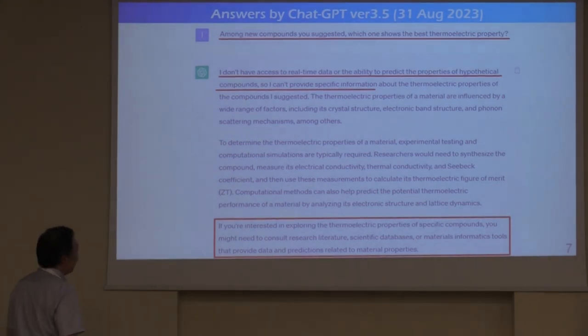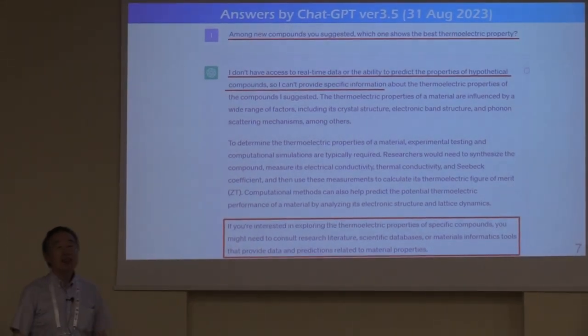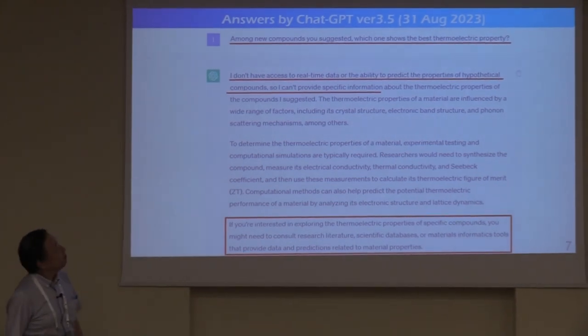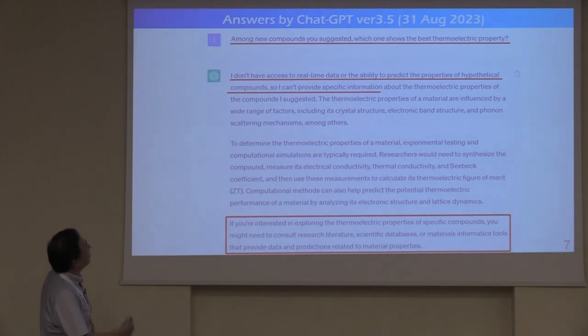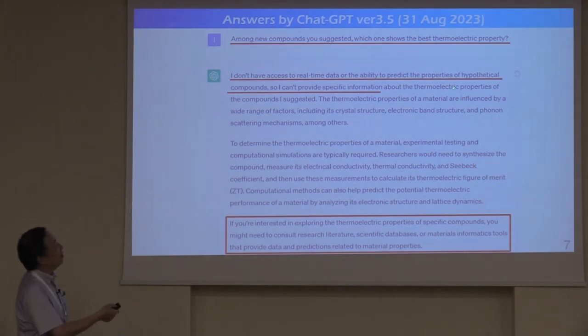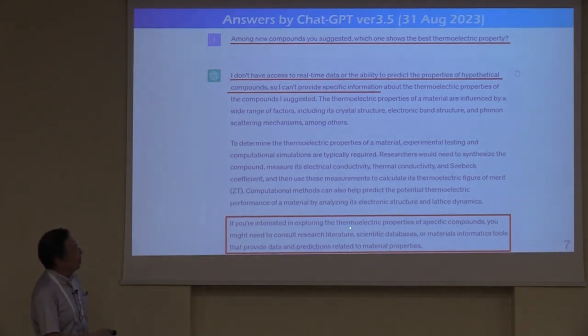And the other question I asked was, among the new compounds you suggested, which one showed the best thermoelectric property? The answer was quite honest. I do not have access to real-time data or the ability to predict the property of hypothetical compounds, so I cannot provide specific information about the thermoelectric property of the compound. It's very honest. If you are interested in exploring the thermoelectric property of a specific compound, you might need to consult research literature, scientific databases or materials informatics tools that provide data and prediction related to material properties.